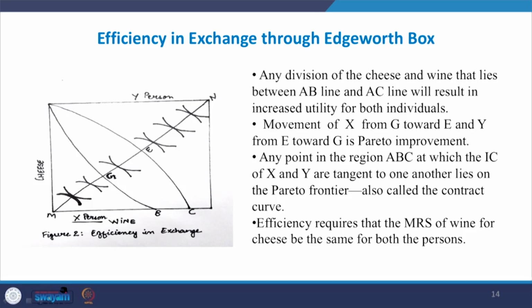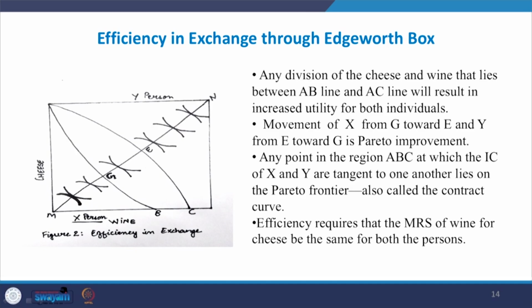So, MN is the Pareto frontier or contract curve, which is drawn by intersecting all the tangent points of the indifference curves of X and Y, when you have a map of indifference curves of X and Y. And these two bigger indifference curves AC and AB show that there is a larger area where the utility of both the persons, if they exchange with each other, can be maximized.